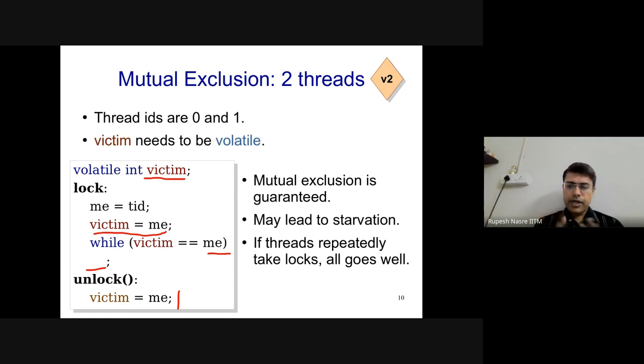So this we are calling version two. Version one was using two different flags, right? So, okay, let me take this question. Chinmay says, can you explain again what is a volatile variable?